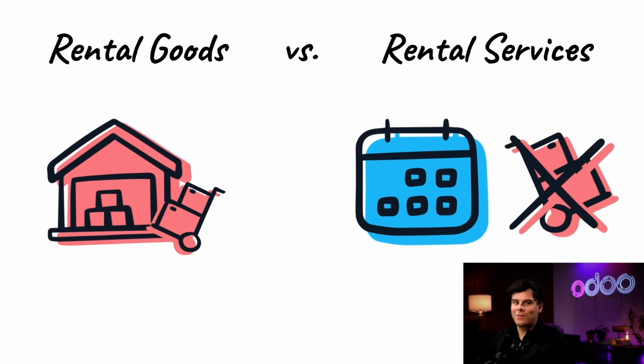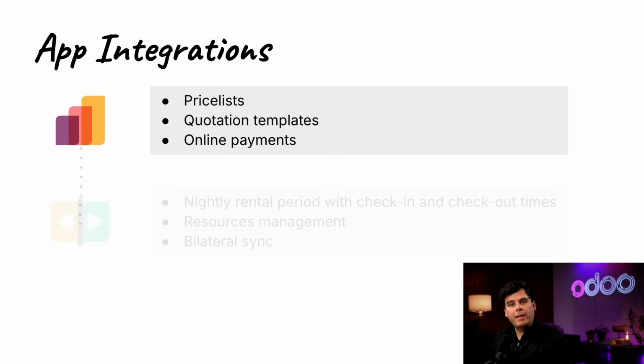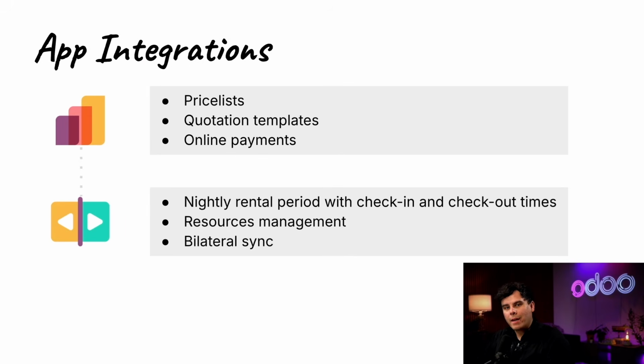Well, great question. A goods product tracks stock moving in and out of inventory. A service product is for time based bookings. No stock movement needed. With the sales and planning apps integrated into rental, we have everything that we need.